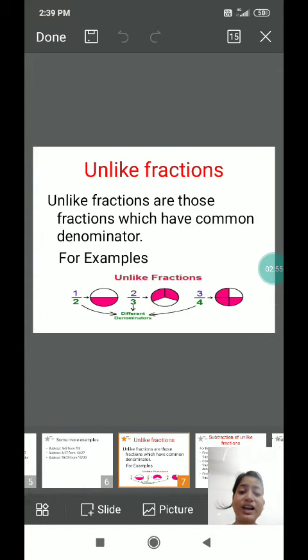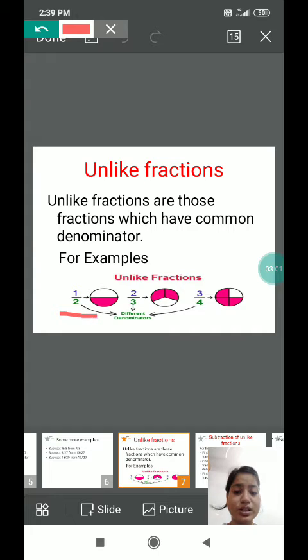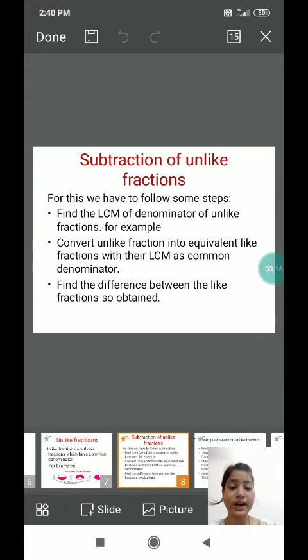Now what is unlike fraction? Unlike fractions are those fractions which do not have a common denominator. If you can see here, the denominator is not common: 1 by 4, 2 by 3, 3 by 4. So how can we solve unlike fractions? For that we have to take 3 steps.